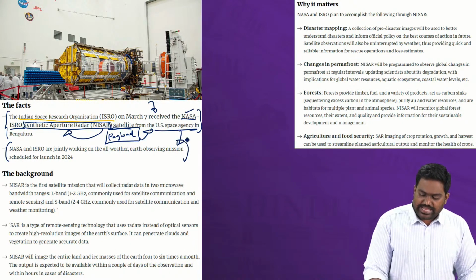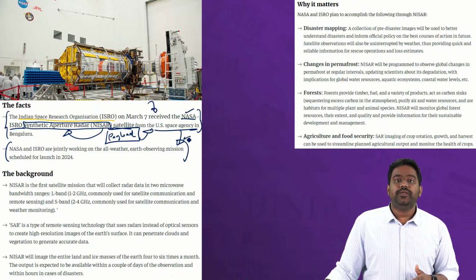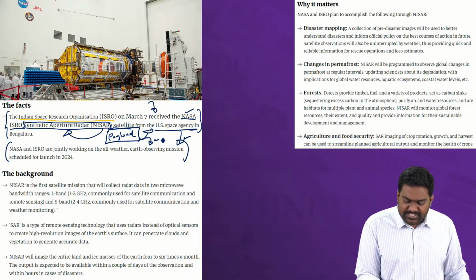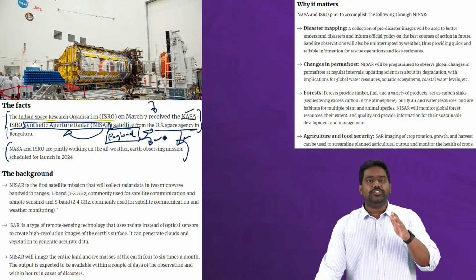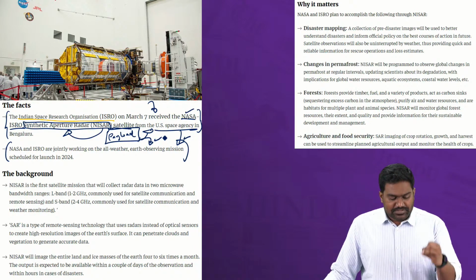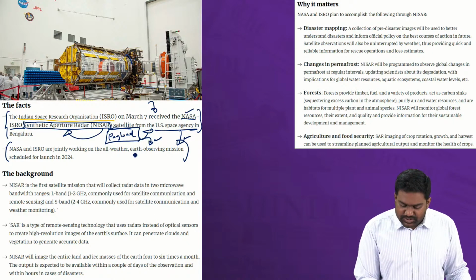This is one of the most expensive satellite projects of India and as well as the US. It serves a very unique purpose because the payload it is carrying itself is unique. A synthetic aperture radar has unique capabilities. Any satellite equipped with synthetic aperture radar is an Earth observation satellite. The primary purpose is to observe the Earth. It's an Earth observation satellite.